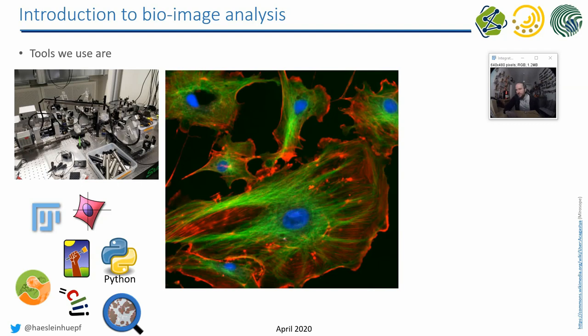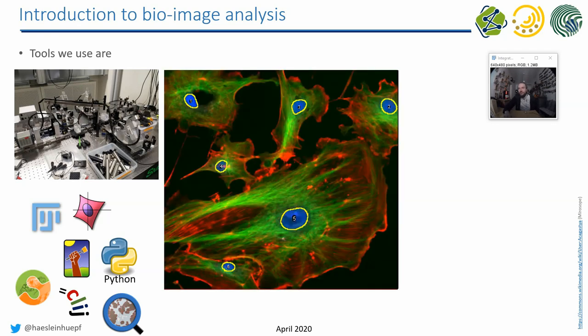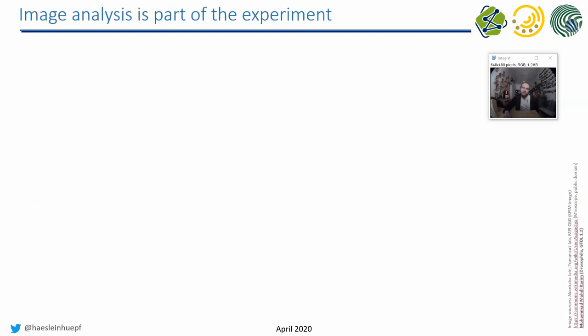We acquire a multi-channel image, like in this case, and then we do some channel extraction. We only look at the blue channel in this case. We do segmentation, so we turn the image, which had many different gray values, many signal intensities, into a binary image. And from the binary image, we can then derive some measurements. So this is the usual image analysis workflow we do.